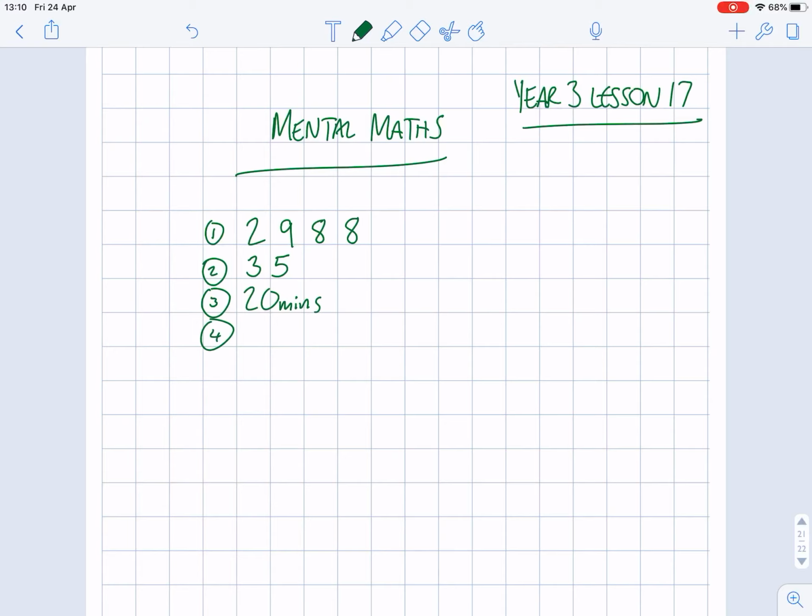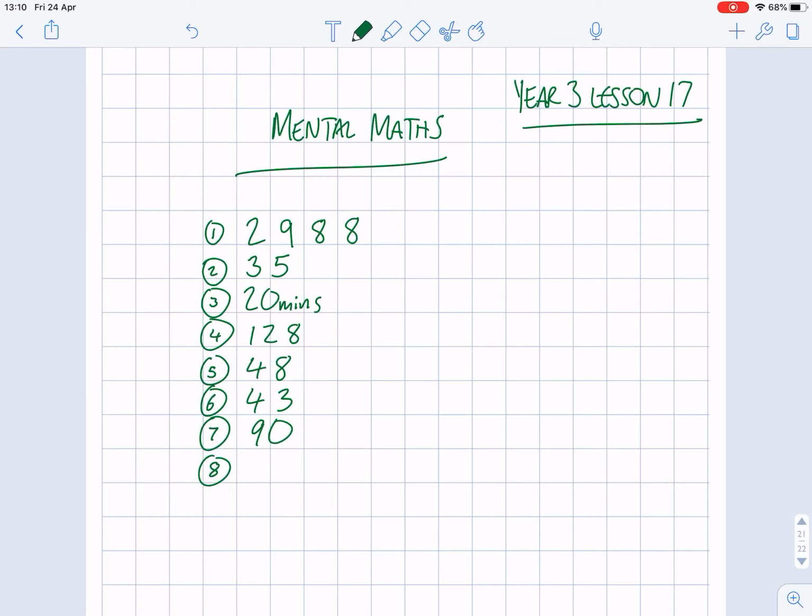Question 4, double 64 was 128. I asked you to multiply 12 by 4. Well, we've been doing times by 4, haven't we? Where we've been doubling and doubling again. So double 12 is 24. Double 24 is 48. Question 6, halve 86 is 43. Question 7, divide 180 by 2. Well, divide by 2 is halving. So 180 halved is 90.